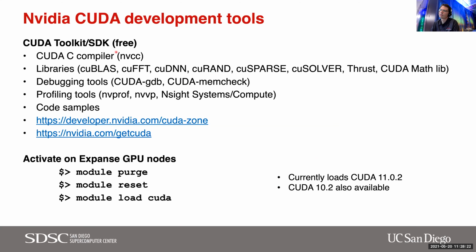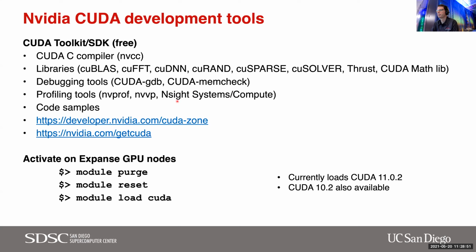Development tools: there's a so-called CUDA Toolkit that's free, and contains the CUDA C compiler, libraries, and debugging tools. There's a CUDA debugger, CUDA-GDB, and CUDA-MEMCHECK for memory leaks. Then there are profiling tools, nvprof and NVVP. nvprof is the command line profiler, and NVVP is a visual profiler that gives you a visual overview. These are being slowly phased out by NVIDIA in favor of their Nsight Systems and Nsight Compute.